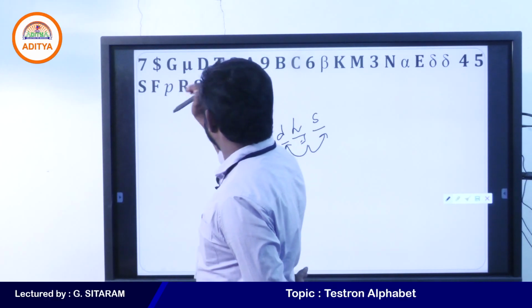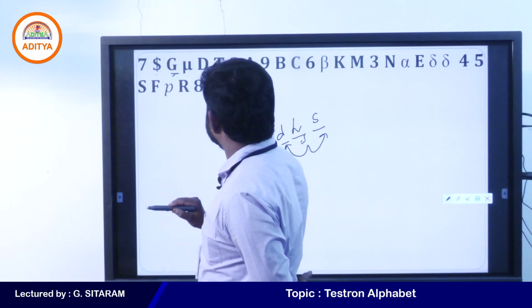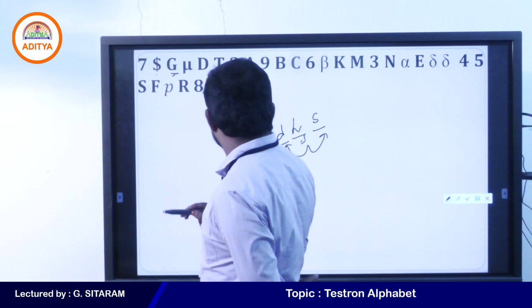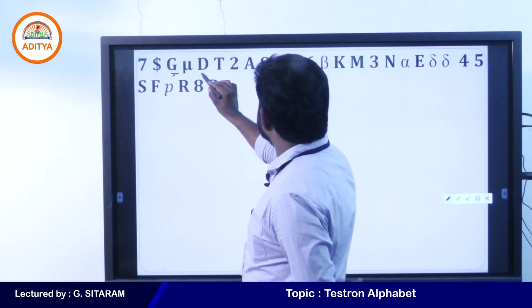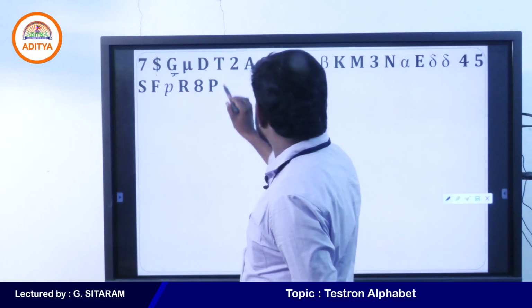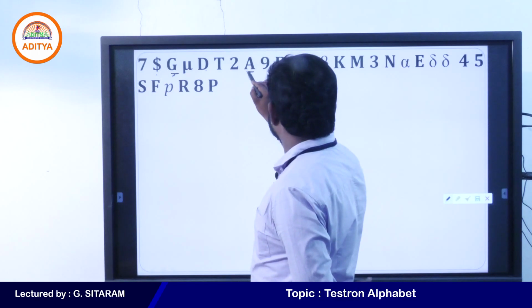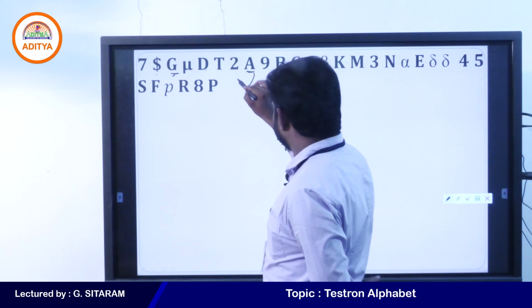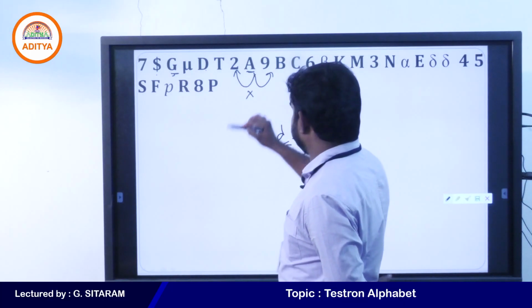Suppose you take G. G is a letter. Is it preceded by a digit? No, so we don't take G. Then take D. Is it preceded by a digit? No. Then take T. Is it preceded by a digit? No. Then take A. Is it preceded by a digit? Yes, but it is not followed by a symbol. So you can't take A.